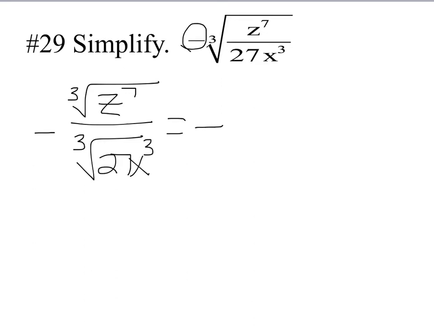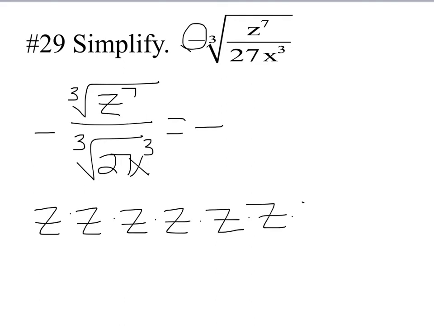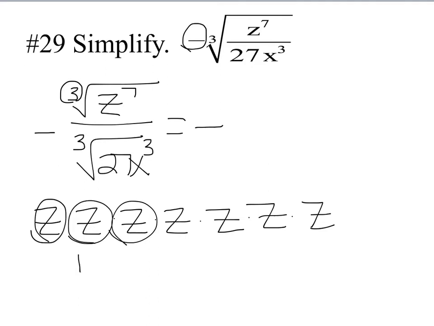If we take 7 divided by 3, I want you guys to think about this. When you're talking about z's, 7 z's, z times z times z times z times z times z times z. In order to be able to pull them out front, I would need 3 of them. You always need the amount of the index in common in order to bring them out front. So you can count it. 1, 2, 3. That means I can bring 1 z out front. 1, 2, 3. That means I can bring 2 z's out front.